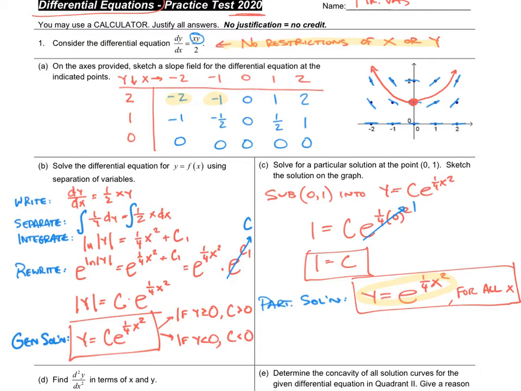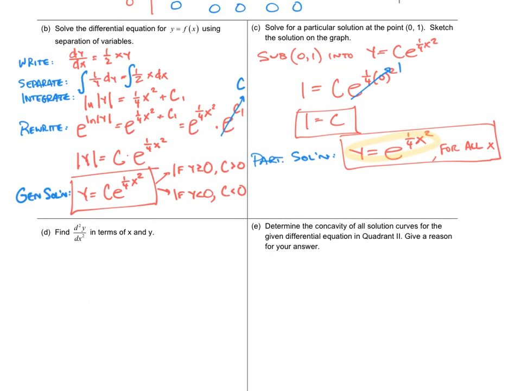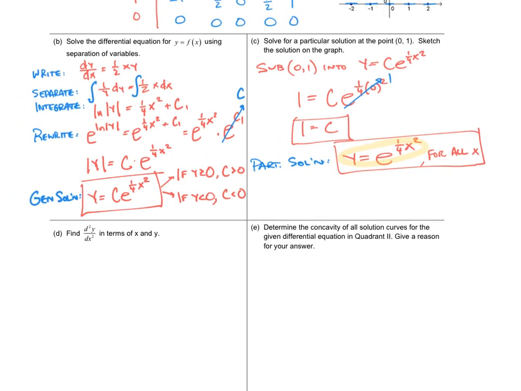Let's now move on to part D, and this is one that students tend to find tricky. Take a look at this. It says find this thing in terms of x and y. I hope you remember what this is, folks. Yeah, this is Leibniz notation for the second derivative.